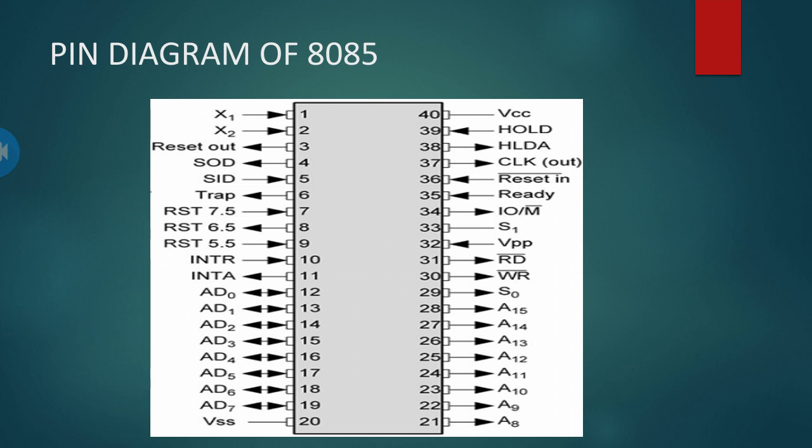It is used to calculate the time required to perform the operations, or how many steps are involved in any of the operation. So the time is calculated by this pin, that is the clock pin. So students, there is a difference between X1, X2 and the clock pin. Pin number 1 and 2 are X1, X2.